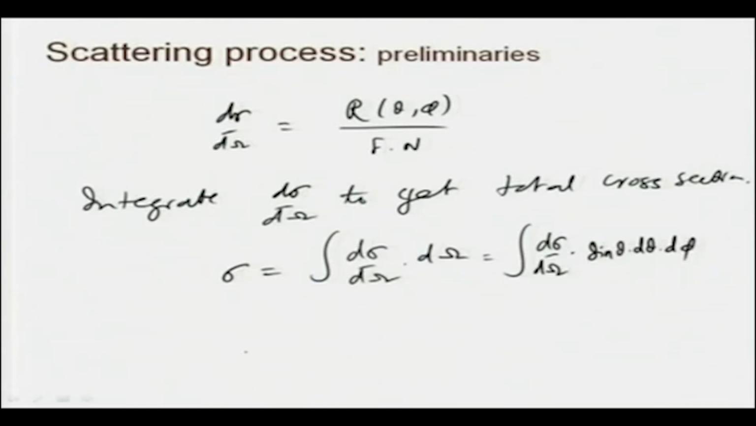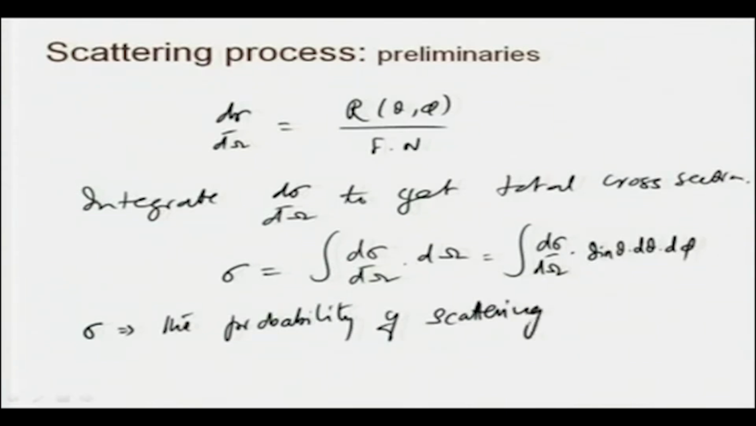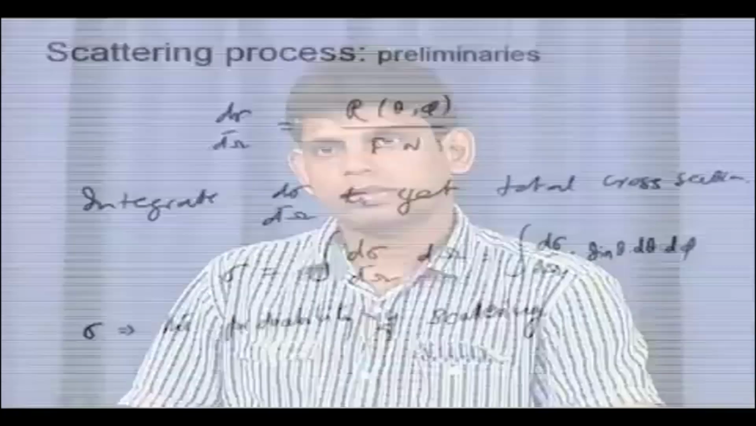And what is the meaning of this? Sigma gives the probability of scattering to take place. So, this will give you the probability of detecting a particle anywhere, the total probability. It is the probability of detecting the particle anywhere around that scattering center.